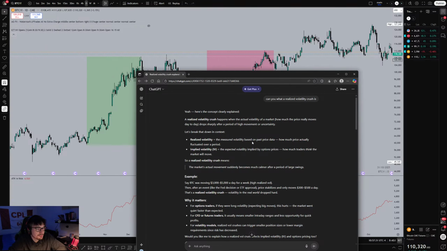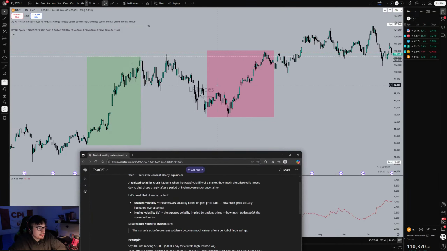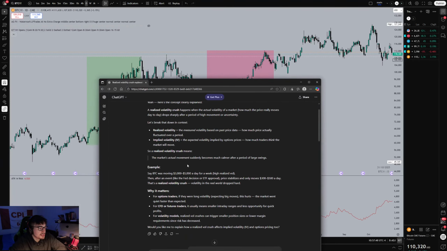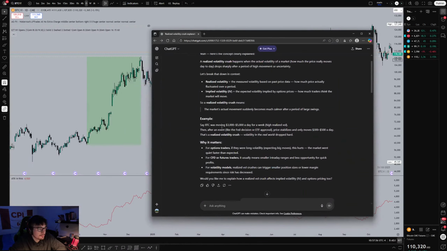realized volatility is the measured volatility based on past price data, and implied volatility is the expected volatility. This is actually very important. This is how traders think it will move. So we had the ETFs approved, and then the market eventually stabilized, and it created much calmer movements, which stabilized around June. That's when profitability came back to my model.